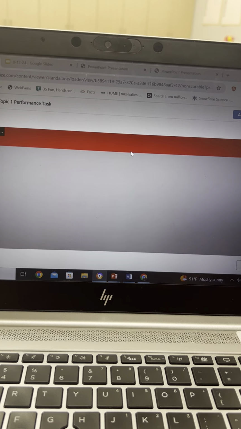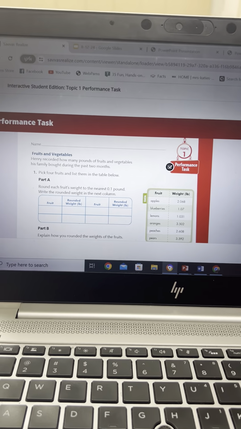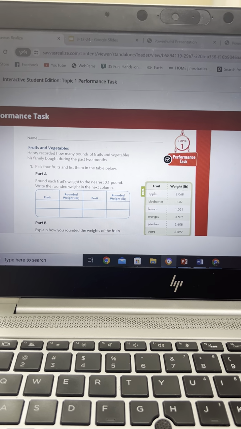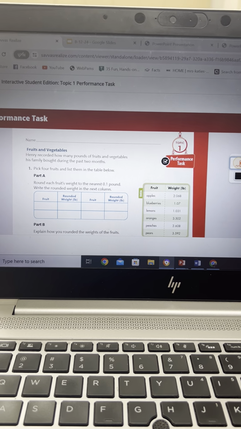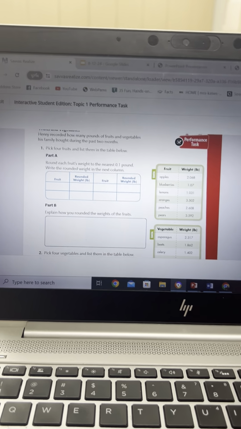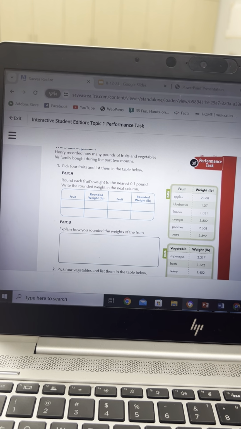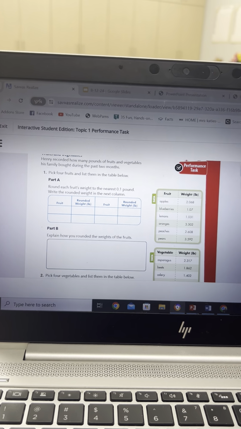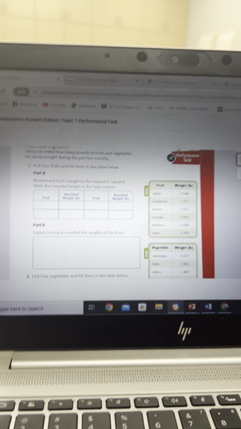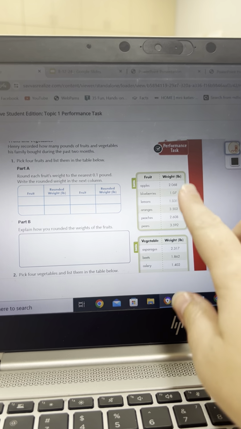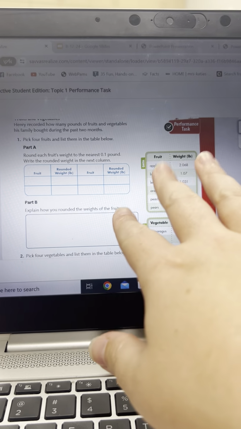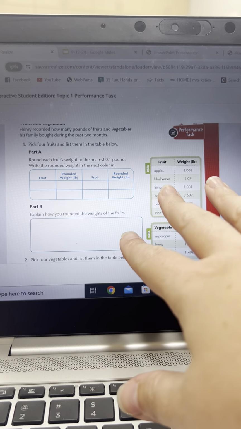Loading. Okay, the most important thing I tell students when they're doing a performance task is to make sure that they look at everything. They have to read this top little part, look and see what kind of charts we have going on here. On the test and on this one, you're gonna be rounding a whole bunch. The whole first page is just rounding.